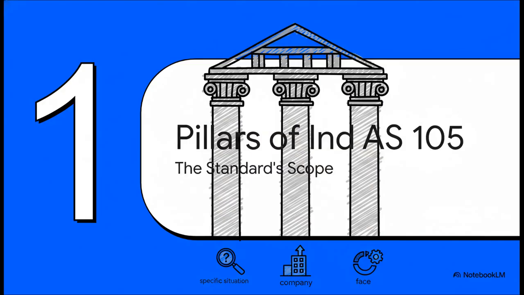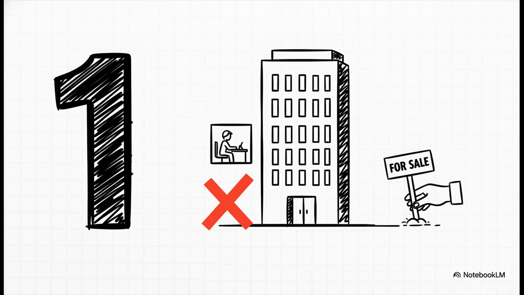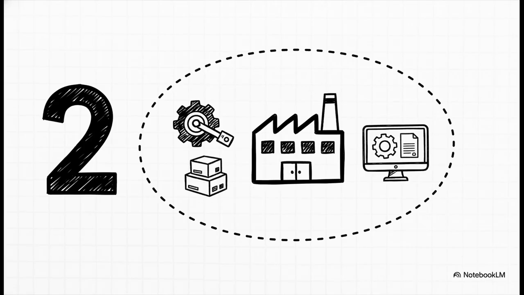All right, a good way to think about IND AS 105 is to imagine it's built on three big pillars, and each one of these pillars handles a very specific situation a company might find itself in. So pillar number one is all about individual non-current assets that are held for sale. Think of things like a single piece of machinery or maybe an office building. These are long-term assets, right? But the company's decided, hey, we're not going to use this anymore. Instead, they're planning to sell it. The whole point is that they're going to get their money back from a sale, not from using it day to day.